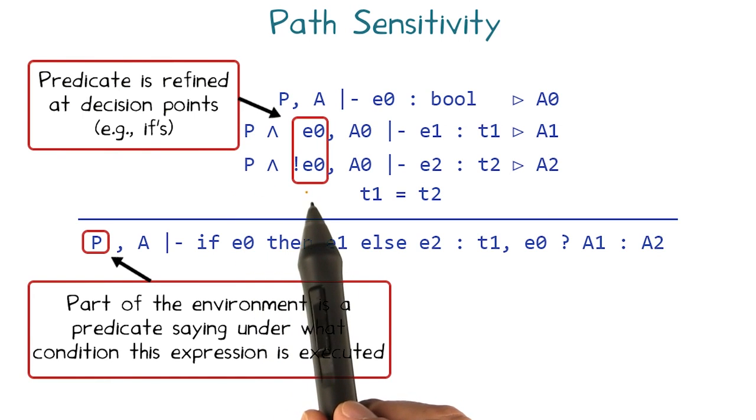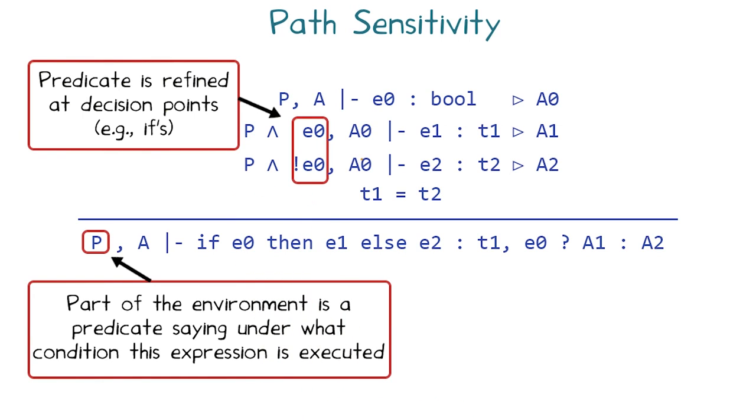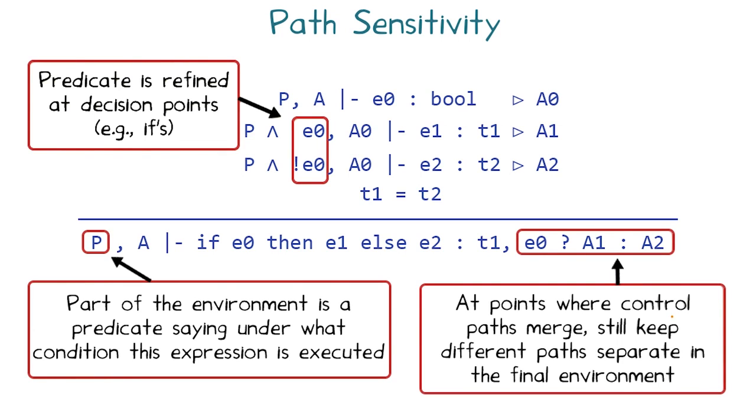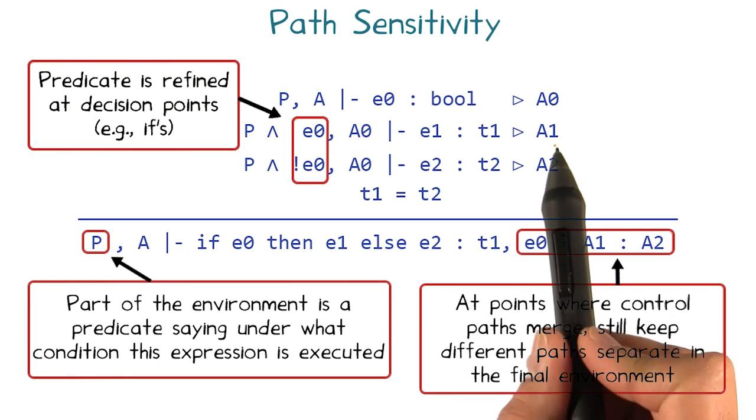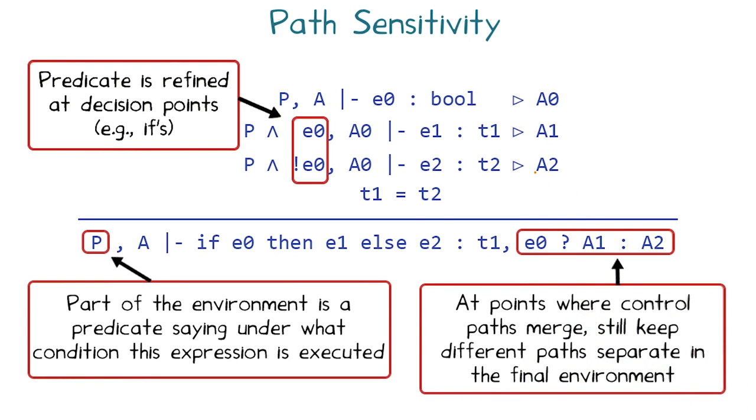environment. Note that we are still retaining the distinction between the input and output environments for all the hypotheses. Additionally, we no longer solve the side constraint that the output environments A1 and A2 are equal. Instead, the conclusion allows for either of these to be its output environment based on the truth value of E0.